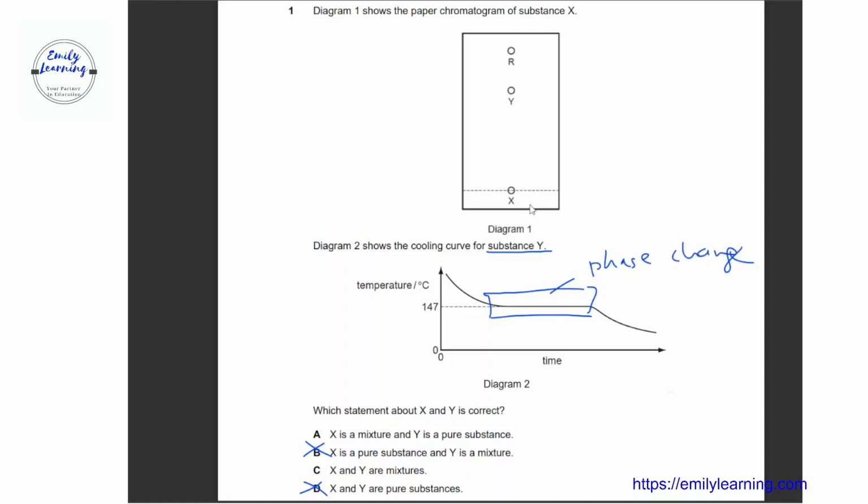If Y is a liquid, it is freezing to form a solid here. So this is the freezing point, and whenever you have a fixed temperature for a phase change like freezing, melting, boiling, or condensation, it is an indication that the substance is pure. So we can conclude that Y is pure, and therefore the answer is option A, because X is a mixture while Y is pure.